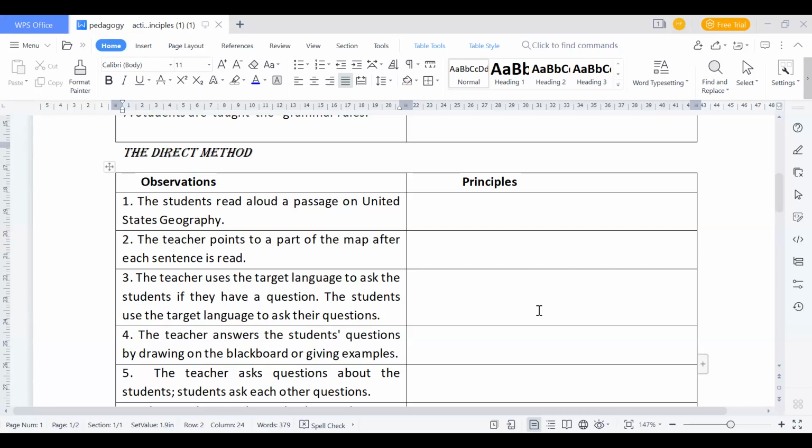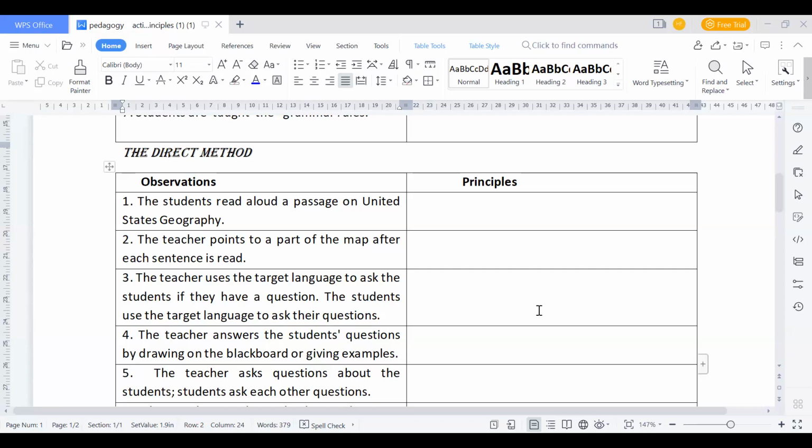Number 3, you got the point. The teacher uses the target language to ask the students if they have a question. The students use the target language to ask their questions. What is it? L1 is prohibited. So the classroom activities, instructions, everything, they use only L2. That is most important: the target language.